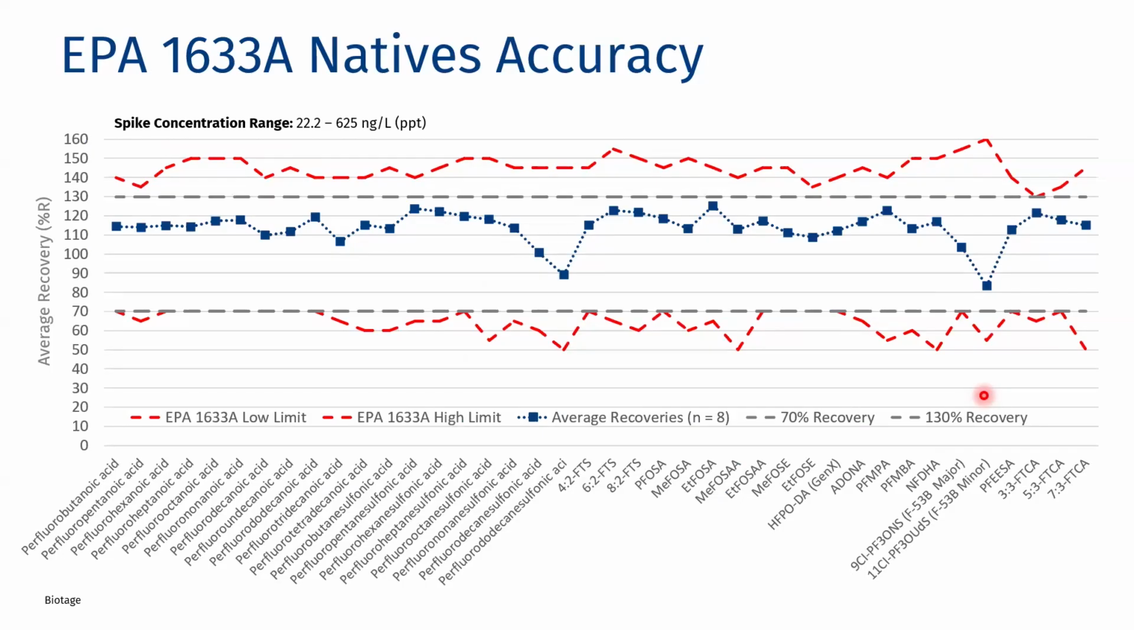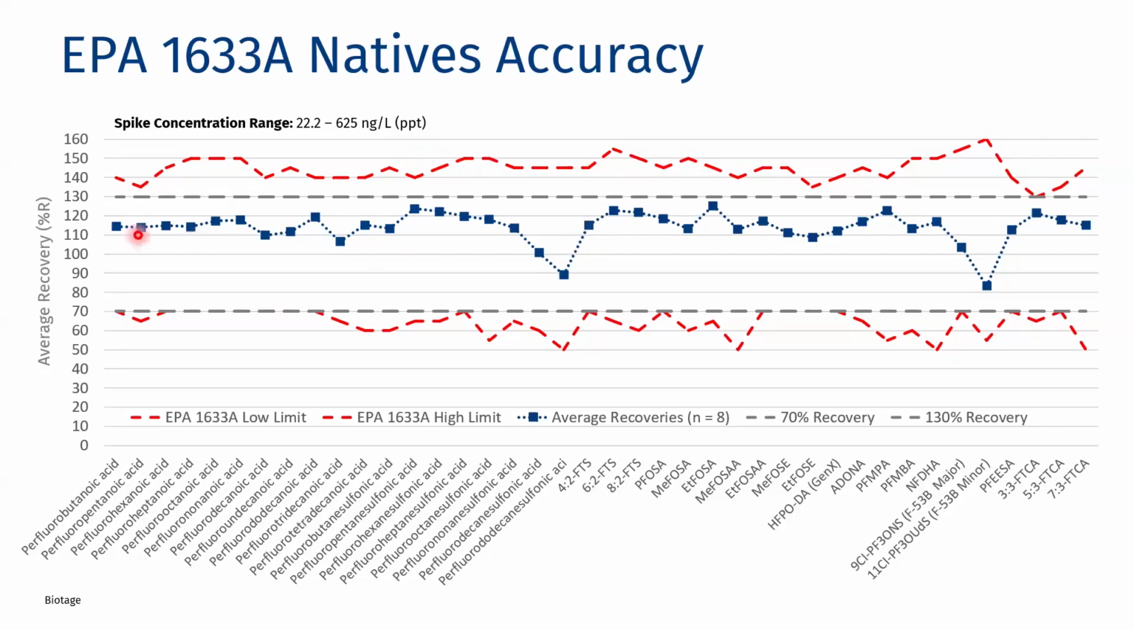So when we look at this for EPA 1633 and see how the Prep Expert 8 performs, this is the list of the 1633 natives, and this is 8 replicate spikes. Again, remember that these concentrations vary by analyte, so the range is anywhere from 22.2 to 625 nanograms per liter. So a pretty vast range, which is just due to the fact that the concentrations of these analytes in these standard solutions are varied.